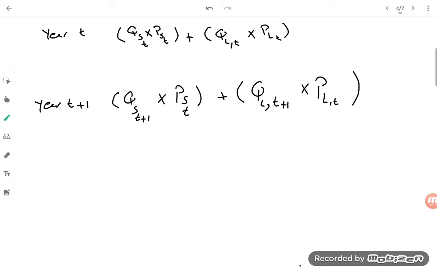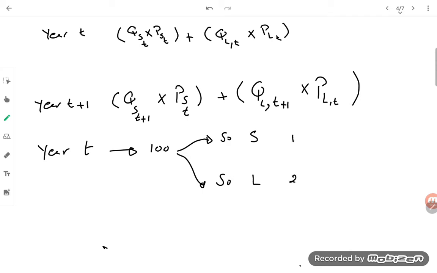Okay, let's assume that in year T, the total number of cars produced is 100. 50% of them are small cars and 50 large cars. And we know that the price of large cars is twice the price of small cars. So if you would like to calculate the volume for year T, it will be 50 multiplied by 1 plus 50 multiplied by 2.